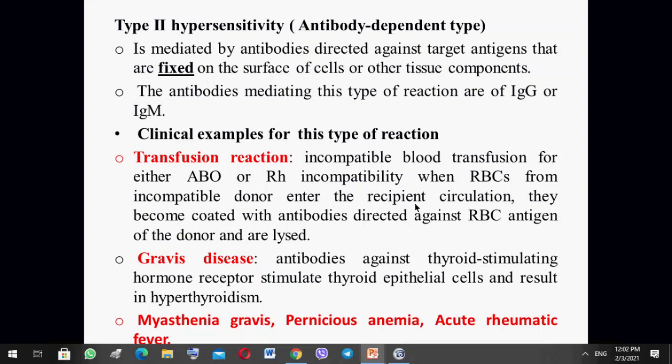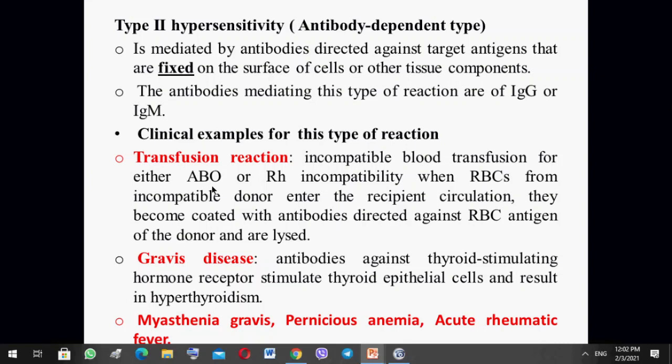This antibody will coat the RBC of the donor, okay, and they will result in lysis of the RBC of the donor. So the patient will end with hemolysis of the blood that he received, and this hemolysis may trigger a shock and result in hypovolemic shock and may result in death.